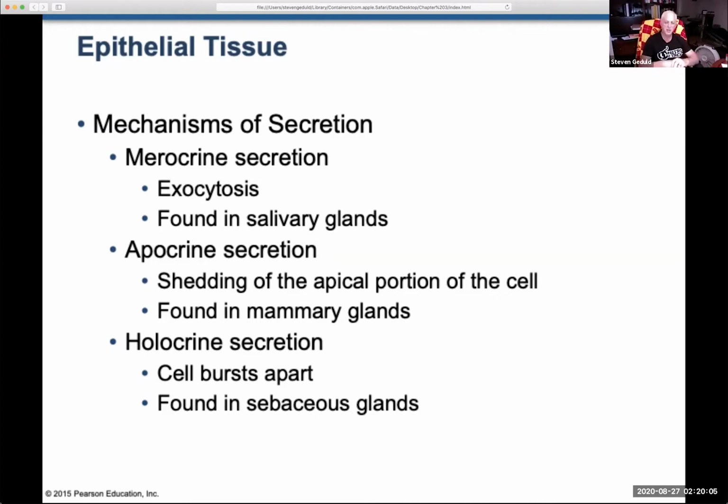Holocrine secretion. Holocrine secretion, the entire cell bursts apart. The entire cell is filled with all these little vesicles. And then the whole cell blows apart and all these vesicles are released into either the internal or external surfaces. Okay, those are found in sebaceous glands. So merocrine secretion, apocrine secretion, and holocrine secretion.